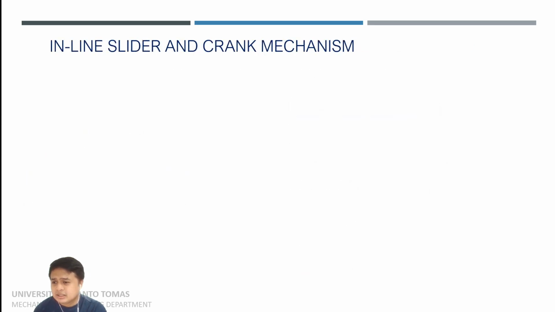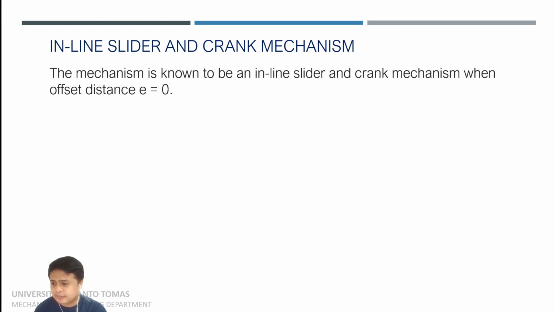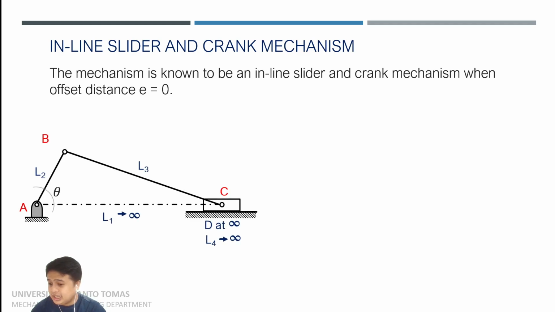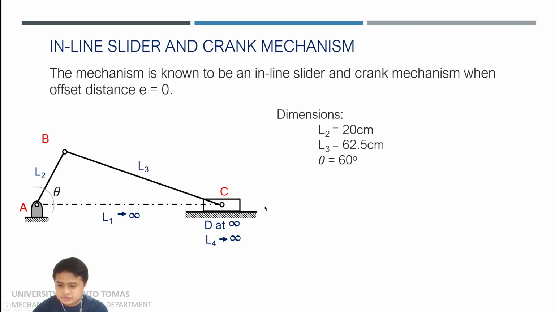Now for the inversions of the slider crank mechanism, if we set the offset distance E equal to 0, then as you can see, this will be literally inline. You don't have an offset. If you rotate this crank L2, which is this AB link, then you can see a sliding motion from left to right. It has no offset.